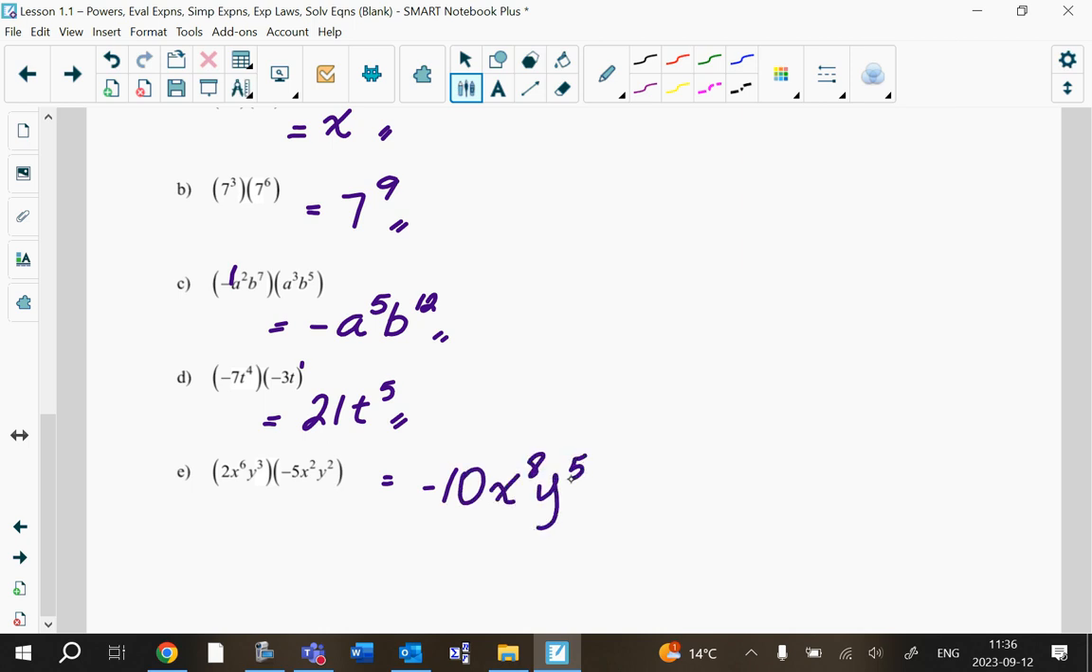Multiply the coefficients to get -10. Multiply the powers of x by adding the exponents to get x to the 8. Multiply the powers of y by adding the exponents to get y to the 5th. Well, when we multiply powers together, we add the exponents. So when we divide powers, what do we do with the exponents? Subtract them.